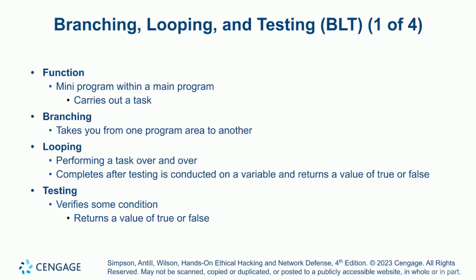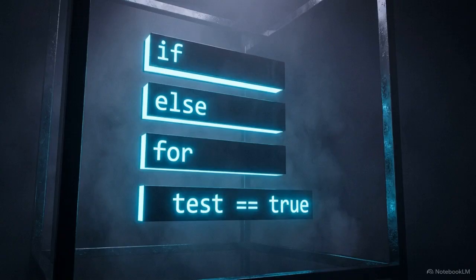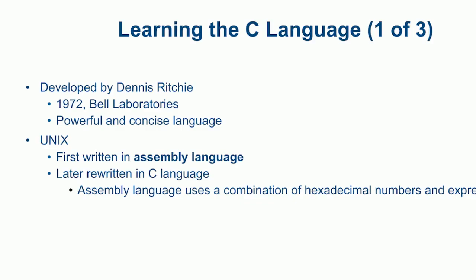This slide breaks down the core concepts of programming logic: branching, looping, and testing, the BLT. Branching takes you from one functional area to another. Testing verifies if a condition is true or false, dictating if that branch is taken. While real-world codebases can be incredibly complex, these three concepts provide the structural base to begin navigating the logic of any script you encounter. This slide details the origins of the C programming language, created back in 1972.